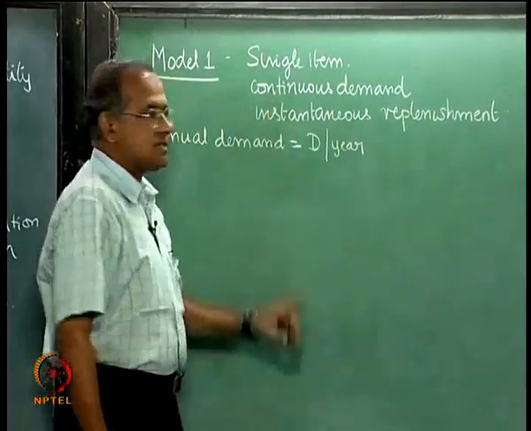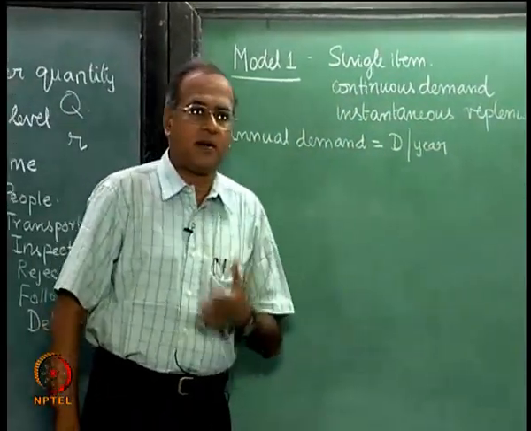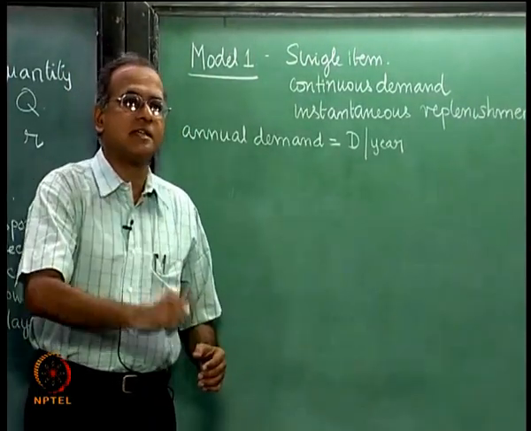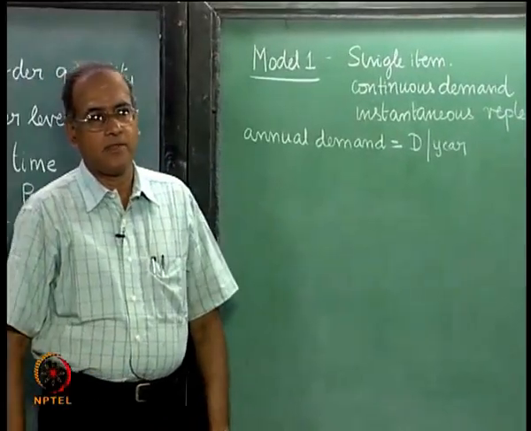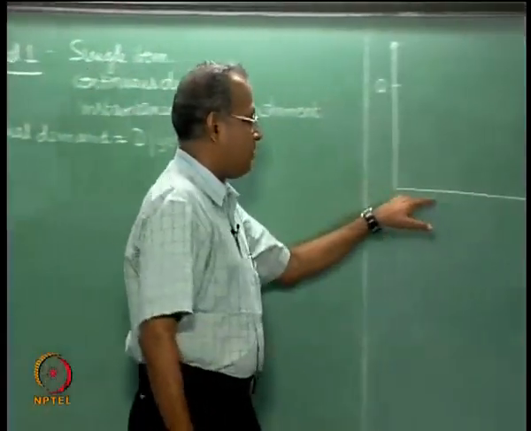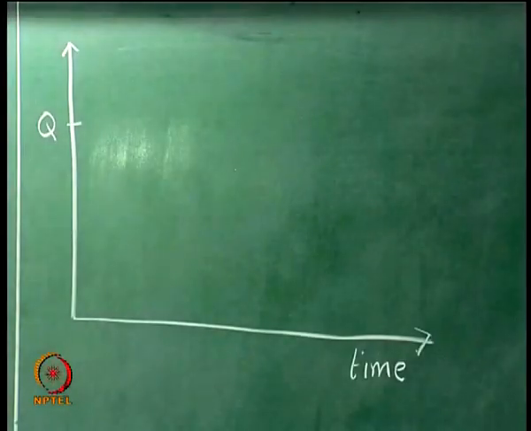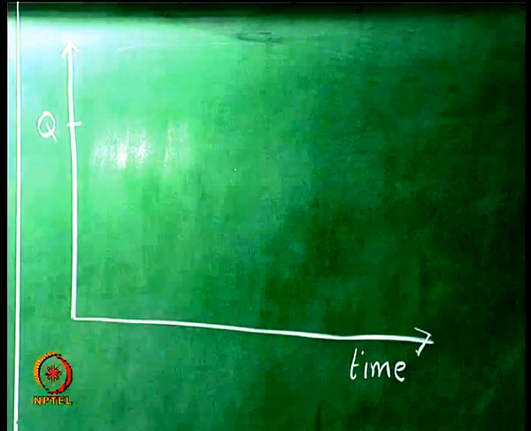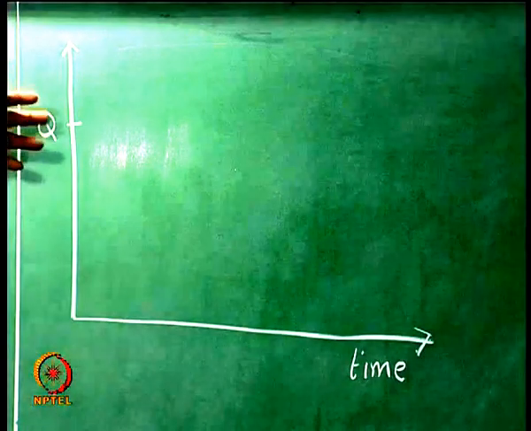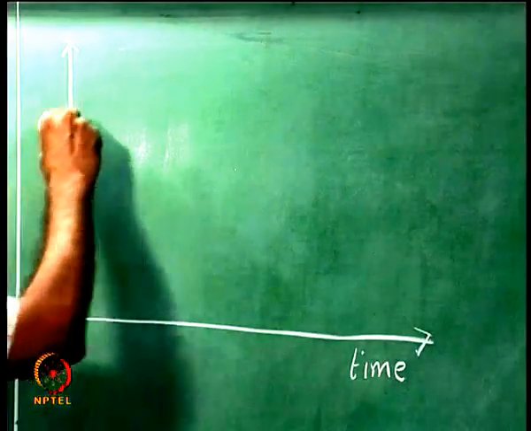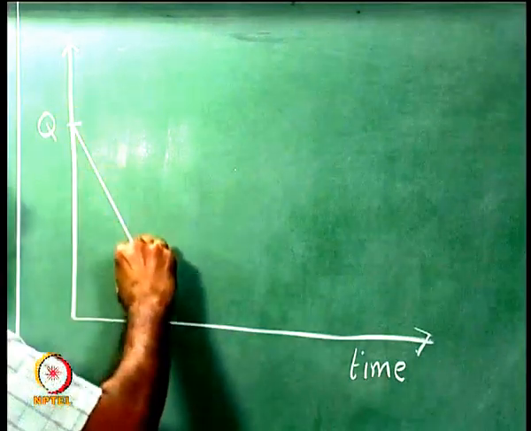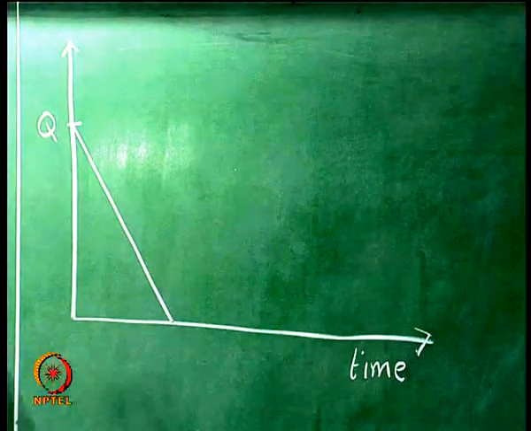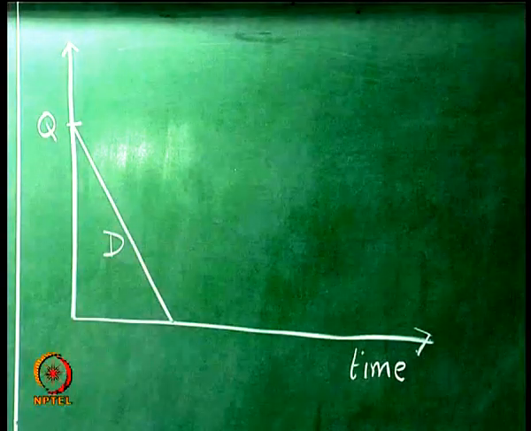Now when we say continuous demand, we assume that the demand is there, the same amount of demand is there at every instance of time. Therefore, as time goes on, the demand D is met, is there for every instance of time, it is met, and the stock of the item comes from Q, it is consumed and comes till it reaches 0. Now this slope is D, which is actually the demand for the item.